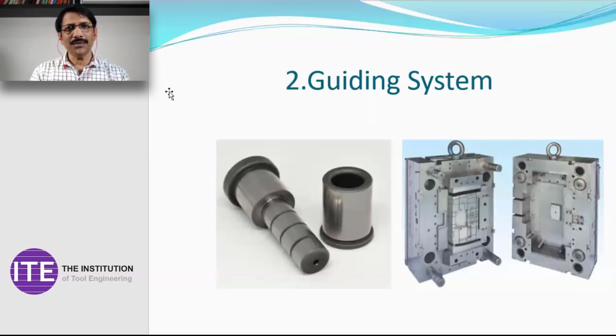So what is the material of this guide pin and guide bush? There are so many materials available. You can go for 16 mm CR5 or 20 mm CR5. And generally the guide bush and guide pin are case hardened, meaning surface hardness is there.